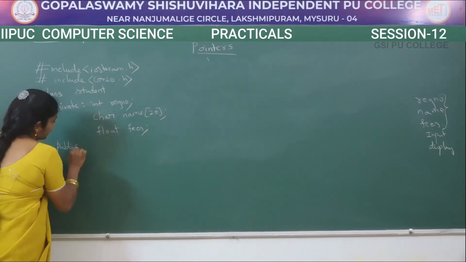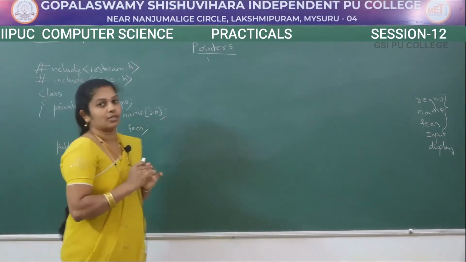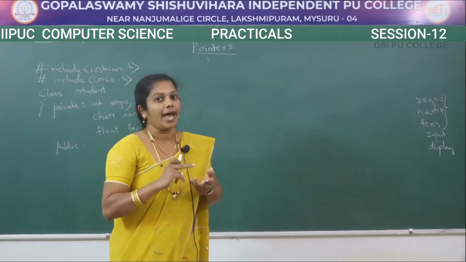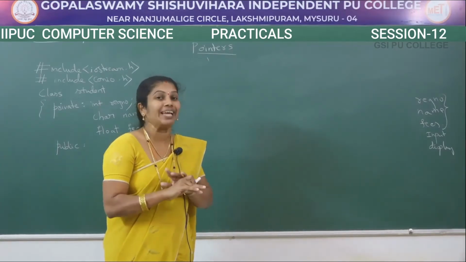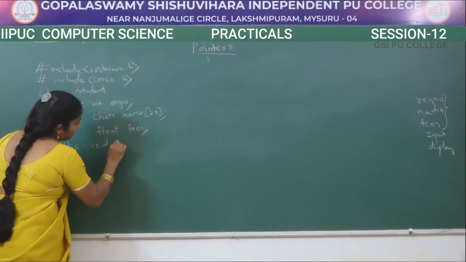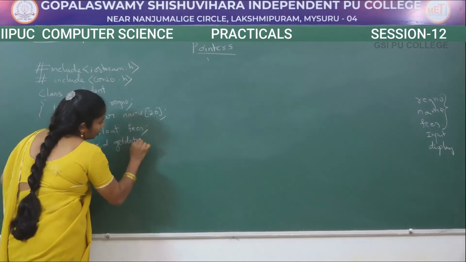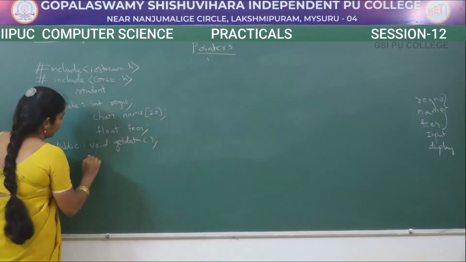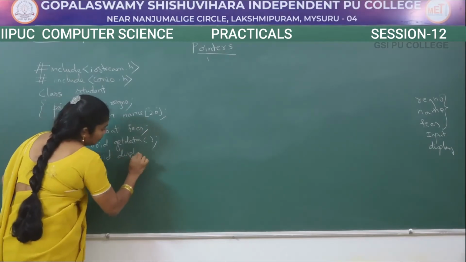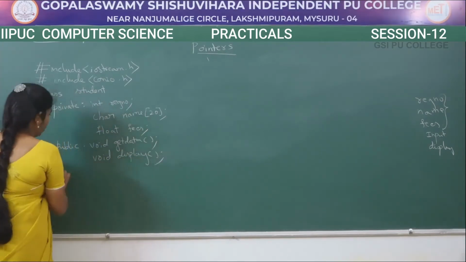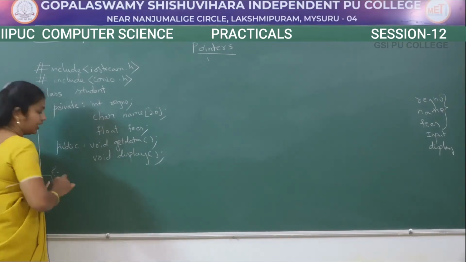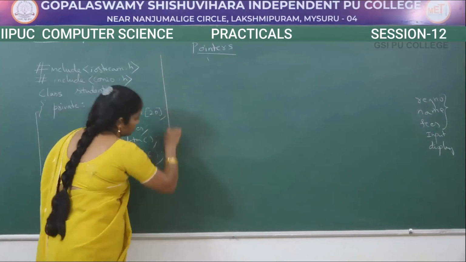Next, in the public section, declare the functions. In this we need only 2 functions. One is for input purpose and one more is for display purpose. We are not doing any calculation here. The first one is void getdata function for input purpose. Next, one more function, void display function. Then close the class. To close the class, after the curly bracket, you have to put a semicolon. This is the first part.